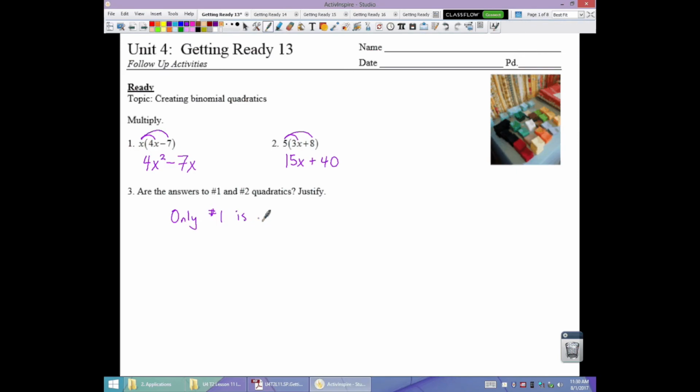is a quadratic. The reason we can tell it's quadratic is because it has x squared. But the reason the other one is not quadratic, the reason it's a linear expression, is because we never multiplied an x times another x. Okay? So in number one, we multiplied a linear times another linear and got quadratic. Okay? In number two, we just multiplied a constant by that linear expression.